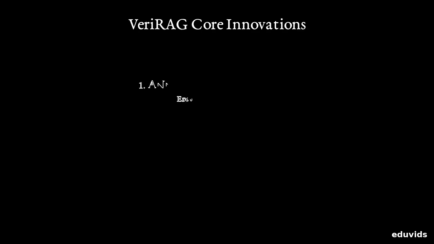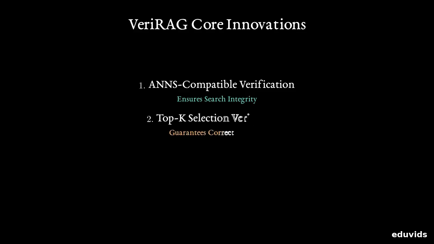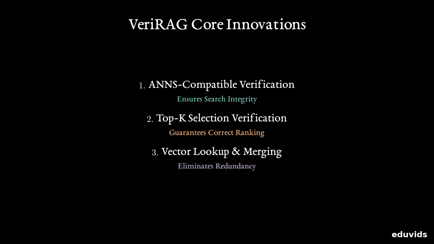VeriRAG brings three main innovations to this process. First, it enables verification that is compatible with approximate nearest neighbor search. Second, it allows us to verify the top results of a search. Third, it uses vector lookup and chunk merging to make the whole process efficient.